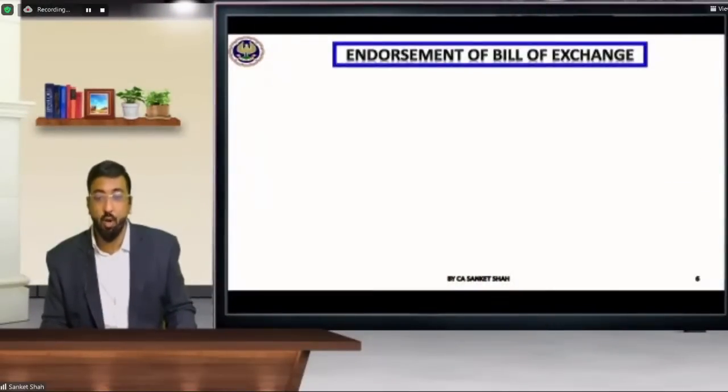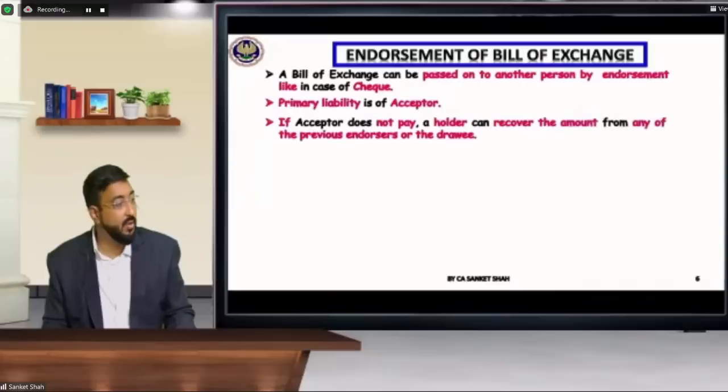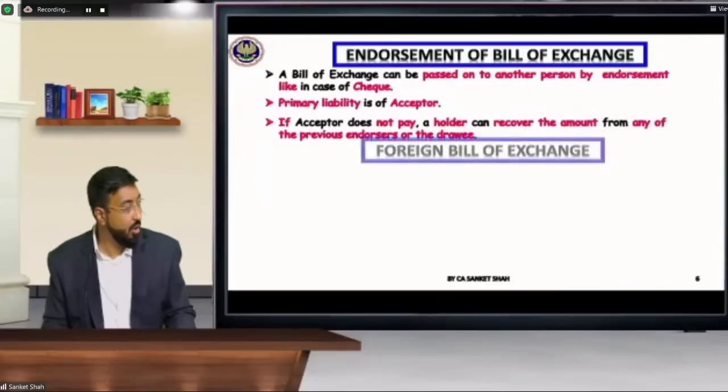Endorsement of bill, I already explained what endorsement is. Endorsement means transfer to another person. You can see here, transfer to another person is called endorsement.